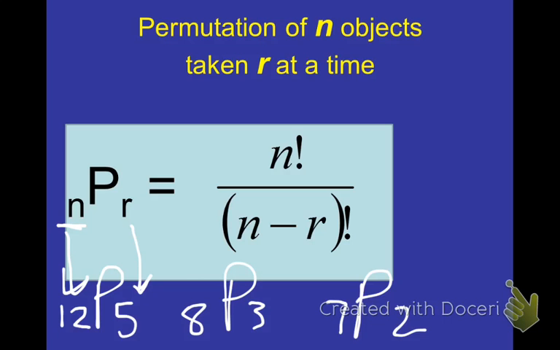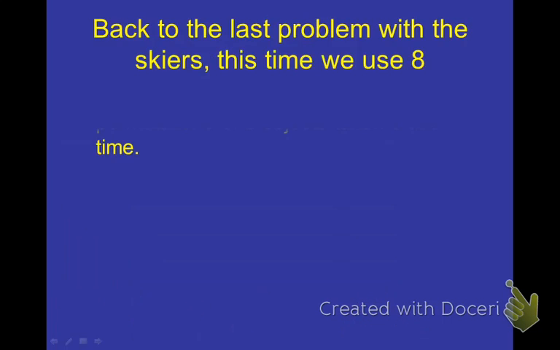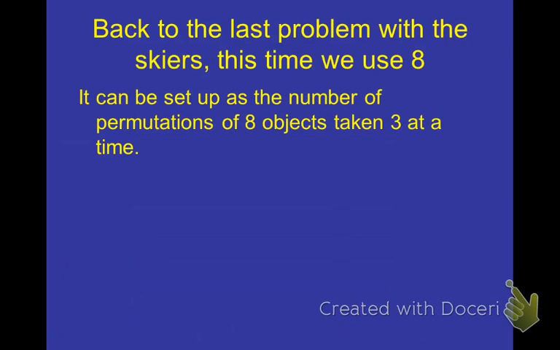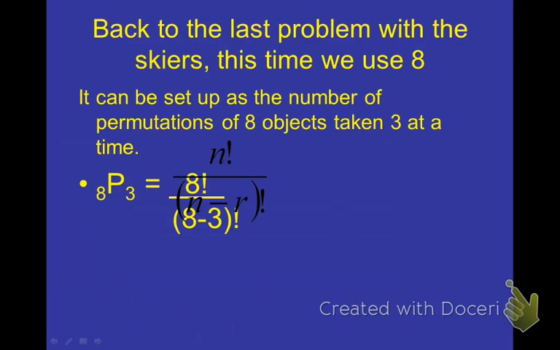So now using this, let's look back at that last problem. We can set that up as the number of 8 objects taken 3 at a time. Because I've got 8 skiers, I only want to know about 3 of them. So it's 8 choose 3. And again, using this formula, 8 gets plugged in for n, 3 gets plugged in for r. So I get 8 factorial over 8 minus 3 factorial, which is 8 factorial over 5 factorial.